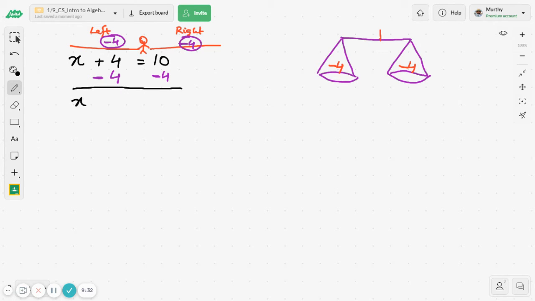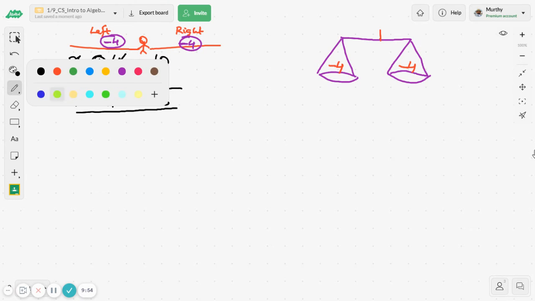So x, positive 4, negative 4: if you simplify, these two are opposite signs, so we end up with 0. There is no point in writing 0, so we simply strike them out. Now, what is 10 minus 4? You'll end up with 6.